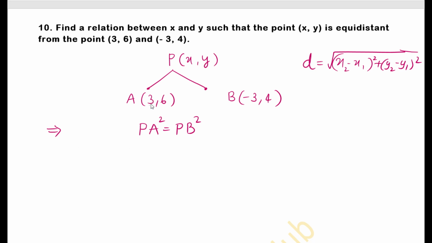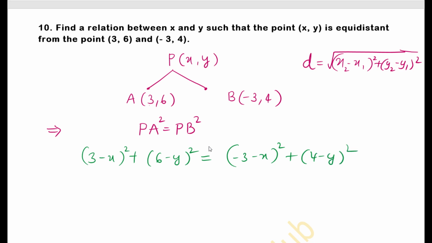Now what is PA? PA is x1 minus x2 whole square or x2 minus x1 whole square, that is 3 minus x the whole square plus 6 minus y the whole square, which is equal to minus 3 minus x the whole square plus 4 minus y the whole square. PB square will be equal to minus 3 minus x the whole square plus y2 minus y1, which will be 4 minus y the whole square.